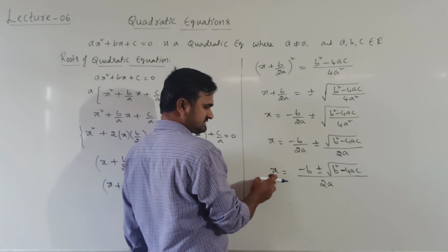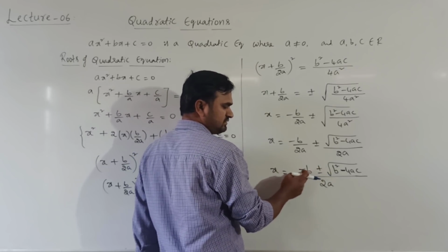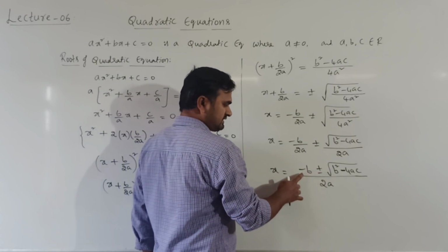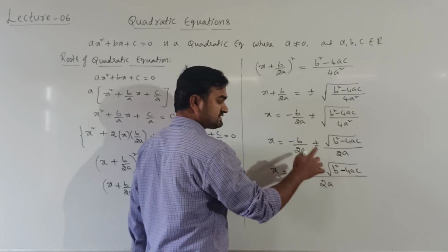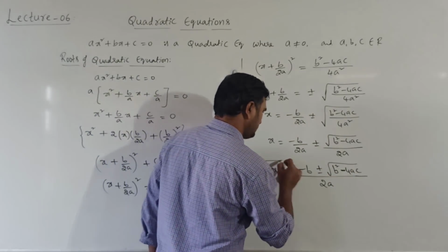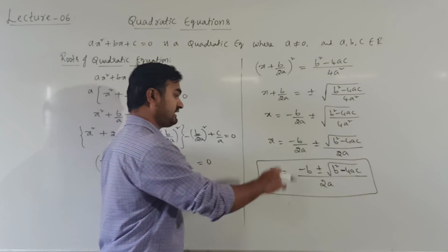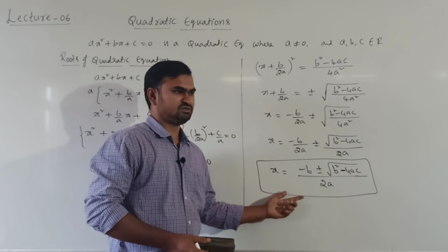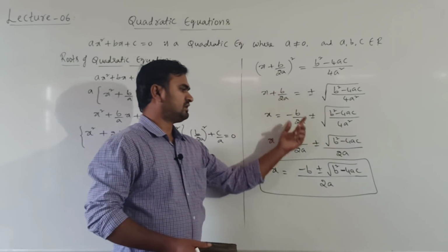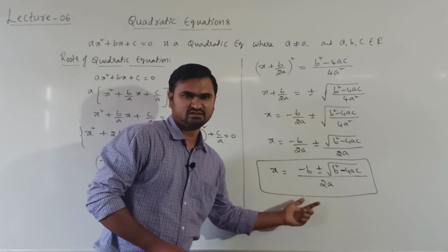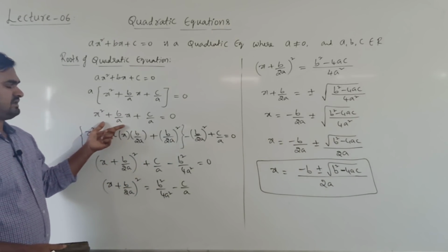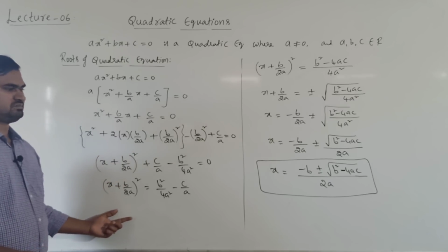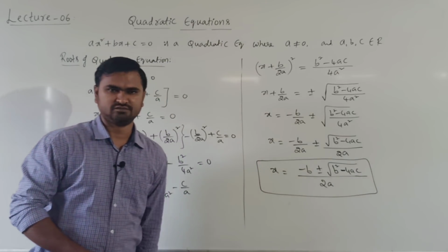So how many values are we getting for x? If I take plus here, we get one root: (−b + root b² − 4ac) by 2a. If I take minus, we get another root: (−b − root b² − 4ac) by 2a. So this is the formula for finding roots of a quadratic equation. You may have studied this formula in lower classes. This is the proof of how we get the roots. We just take a common, complete the square, rearrange and separate the x term, then we get the roots of the quadratic equation. Understand?